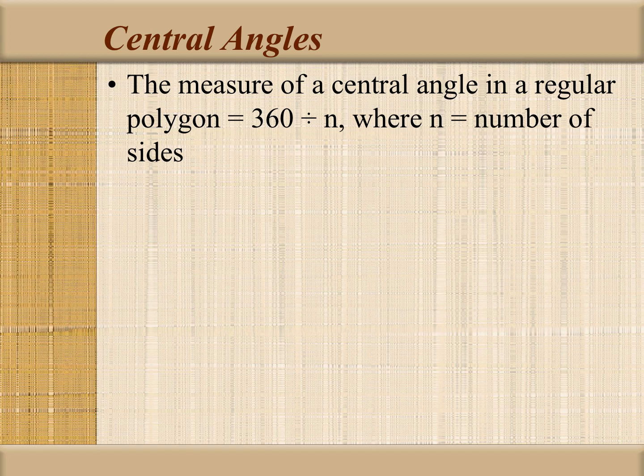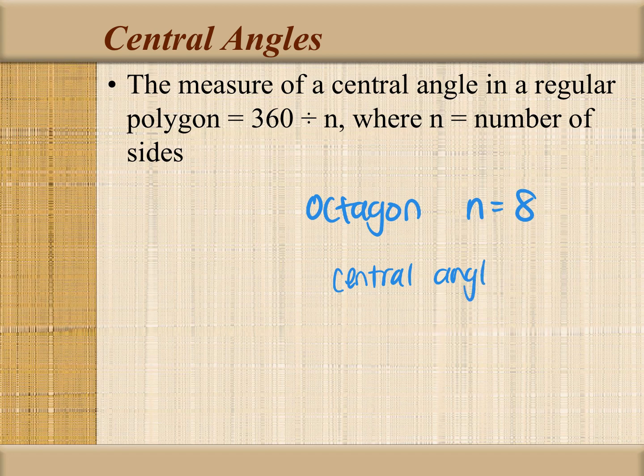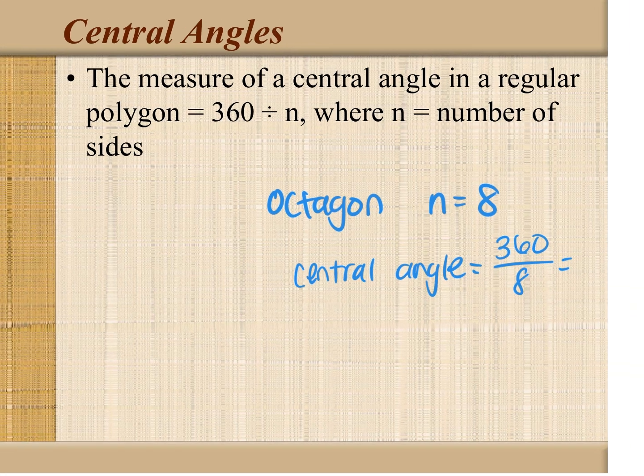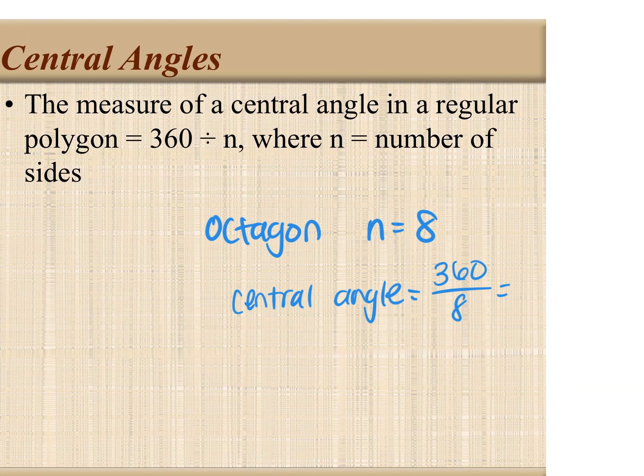Okay, bring it back. So we now have to talk about something called central angles. The central angle of any regular polygon is 360 divided by n, where n is what? The number of sides. So if I'm dealing with an octagon, what is my n value? 8. So my central angle, how do I find the measure of a central angle? 360 divided by 8, which in our calculators, if we plug that in, is 45 degrees.